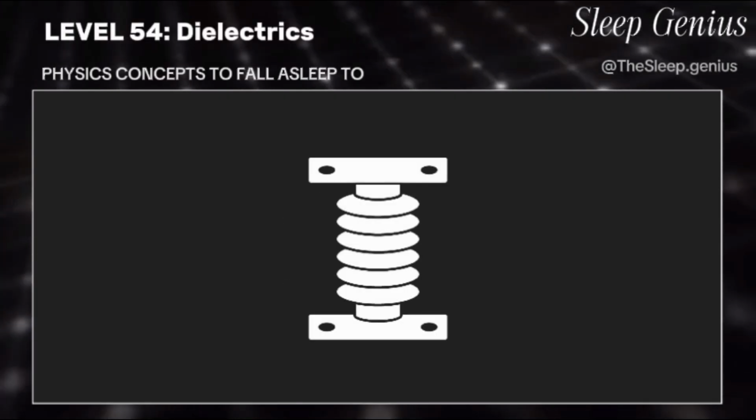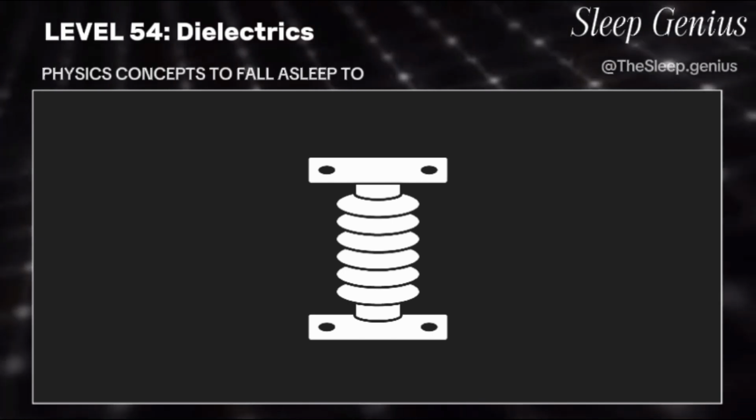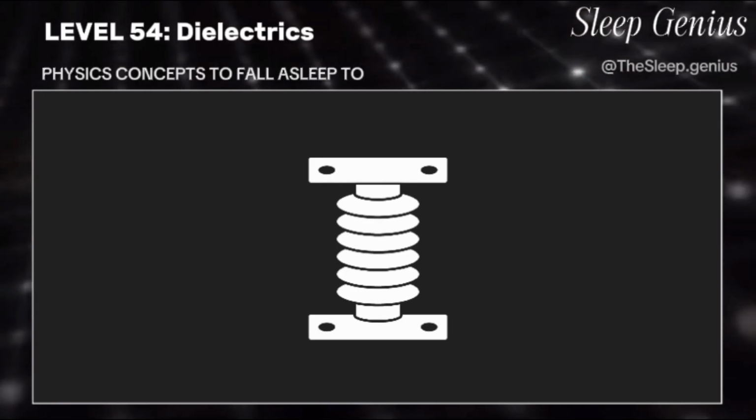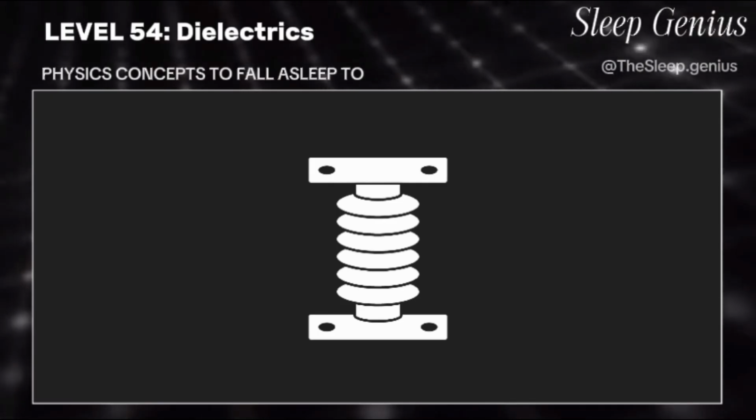Dielectrics are materials that do not allow electric current to flow easily. The main idea is that when an electric field is applied, charges inside the material shift slightly. This shifting does not create current, but it stores electrical energy. The essence of dielectrics lies in their ability to respond without conducting.